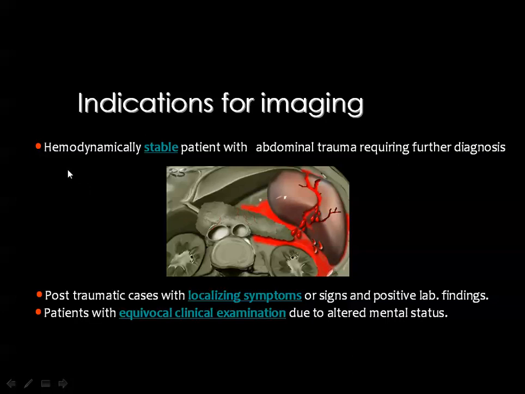Then these are the indications for imaging of patients with blunt abdominal trauma. Number one, the hemodynamically stable patient with abdominal trauma requiring further diagnosis, and post-traumatic cases with localized symptoms or signs and positive laboratory findings, and patients with equivocal clinical examination due to altered mental status.